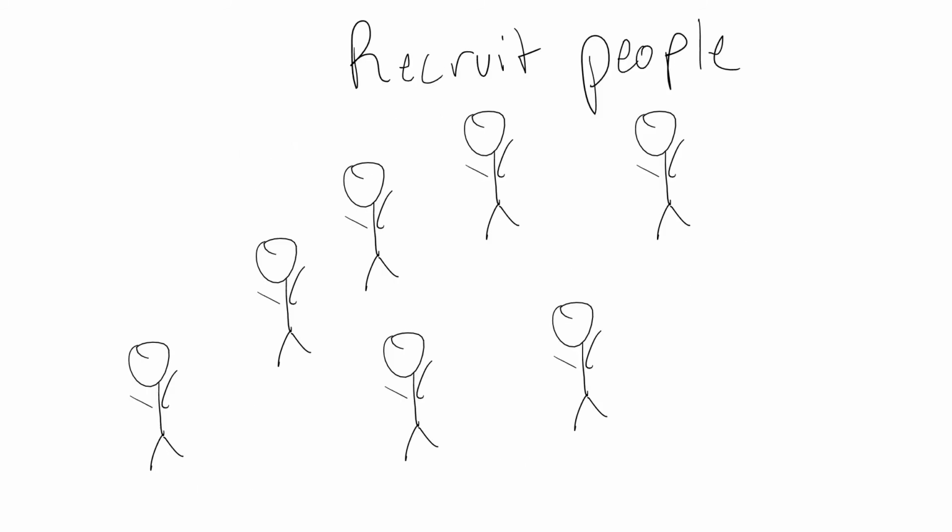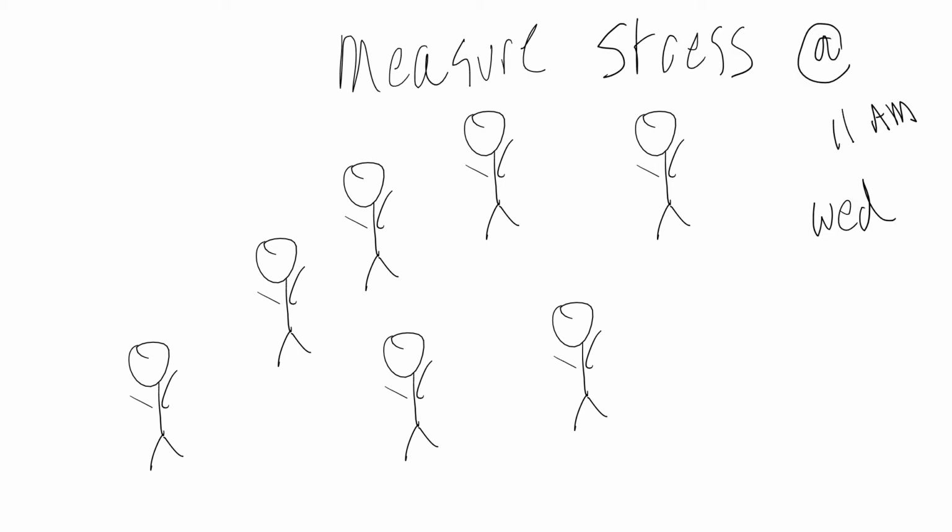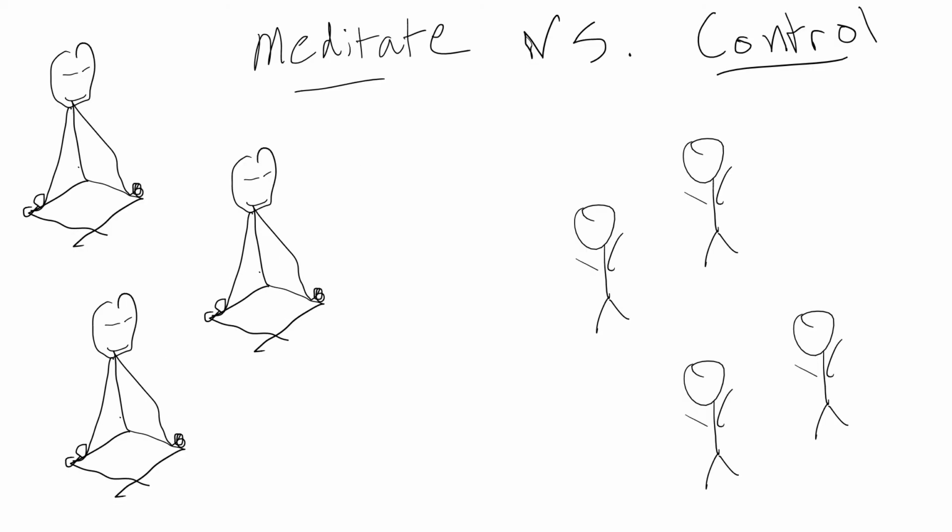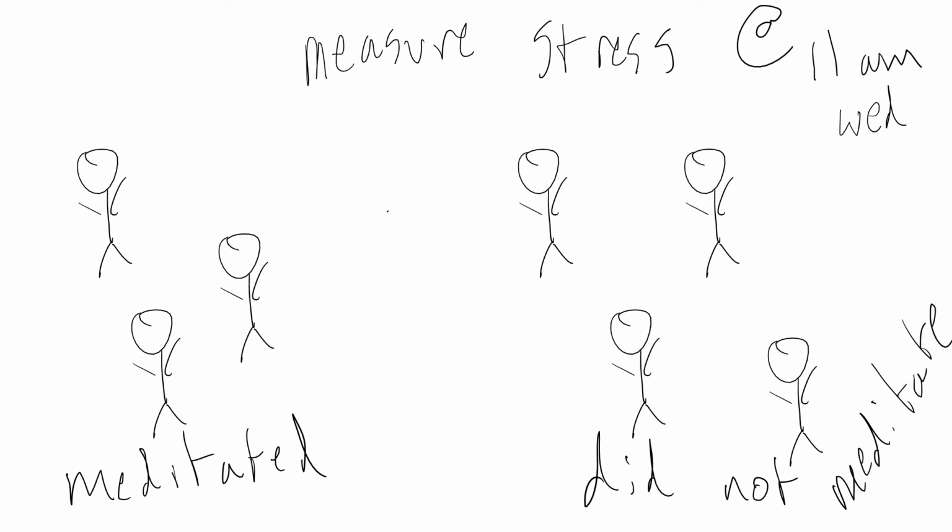Say, for example, we start just as before by recruiting a sample of people. But this time, we're sure to measure baseline stress at exactly 11 a.m. on a Wednesday. Then, instead of everybody meditating, we ask some people to meditate and ask other people to not meditate. Now we have a control or comparison group. Then, when we measure stress again, we measure it at 11 a.m. on Wednesday the following week to rule out any effects of time of day or day of the week. We find that stress was reduced in our meditation group, but not at all in our control group.